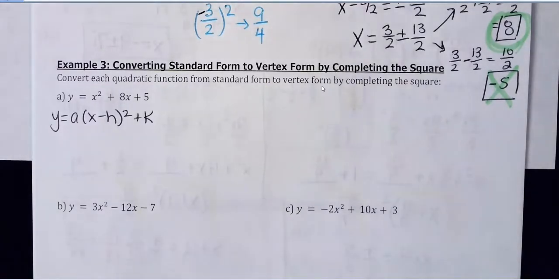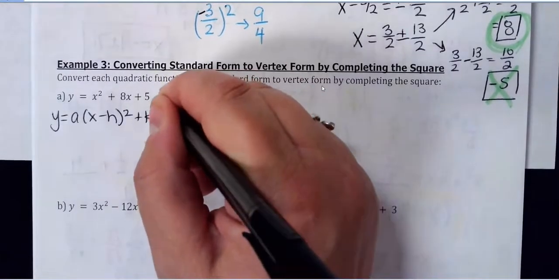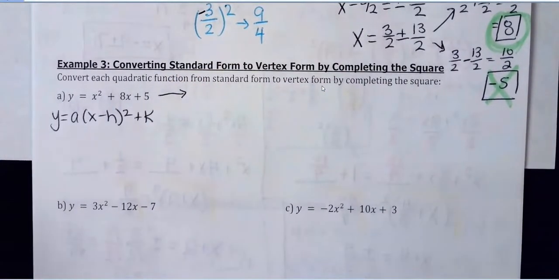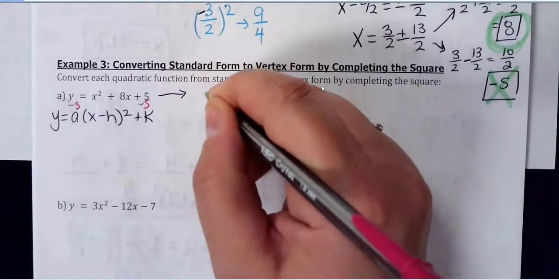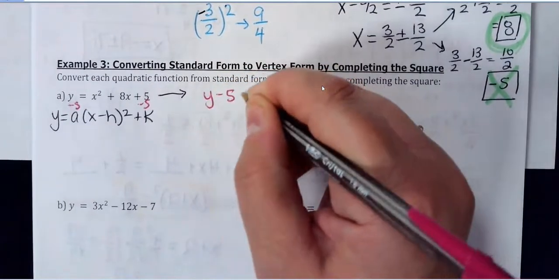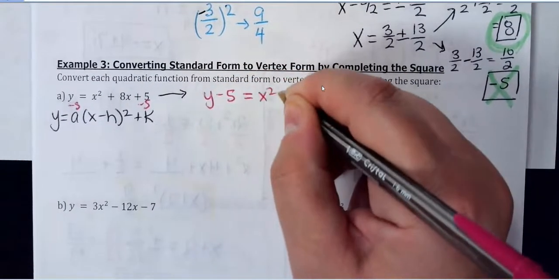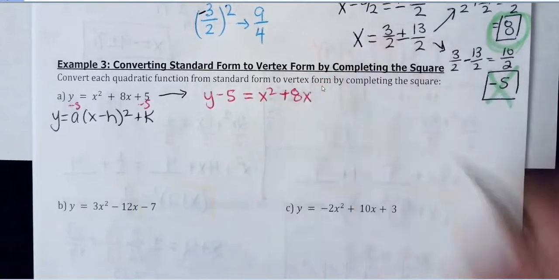So I'm going to show you the easiest thing I have done for myself. I have a y here instead of a 0, so it's just slightly different than completing the square like we would for solving an equation. What I would tell you to do though, put any plain number to the other side with the y. So I'm just going to have y minus 5 equals x squared plus 8x. That's how I would start that out.